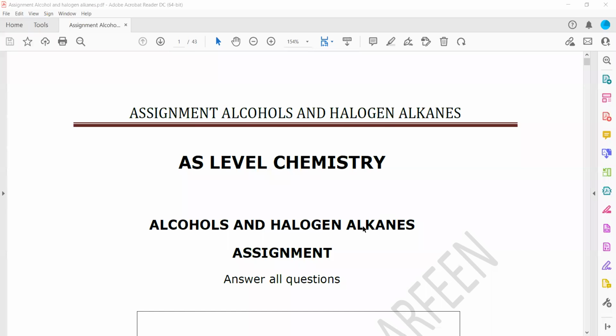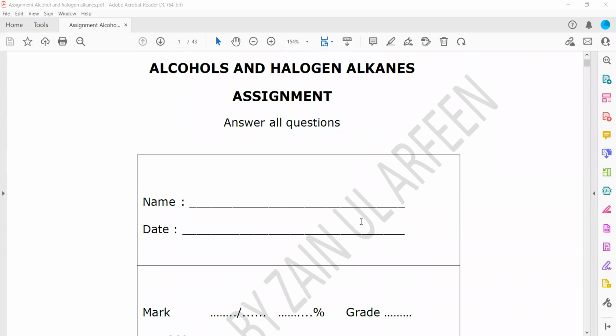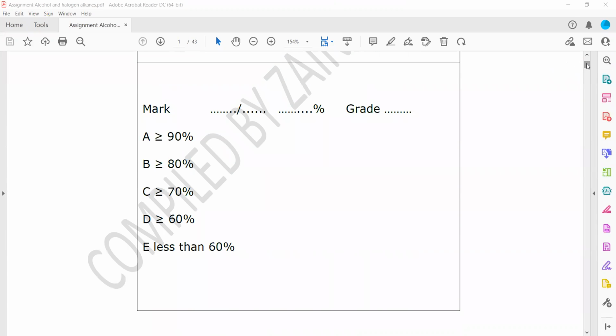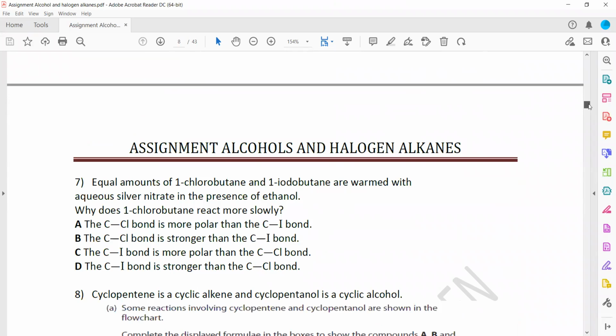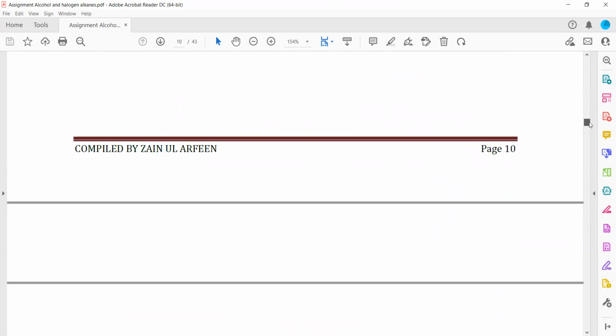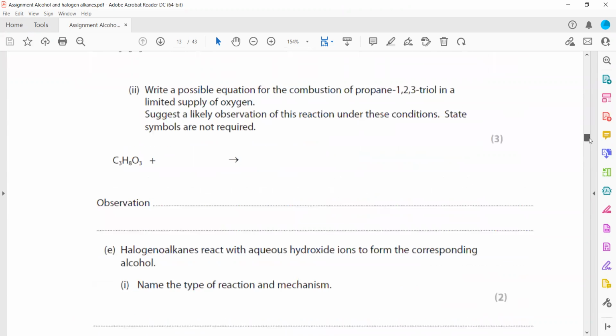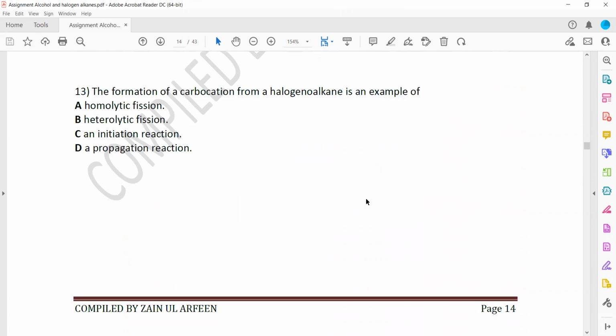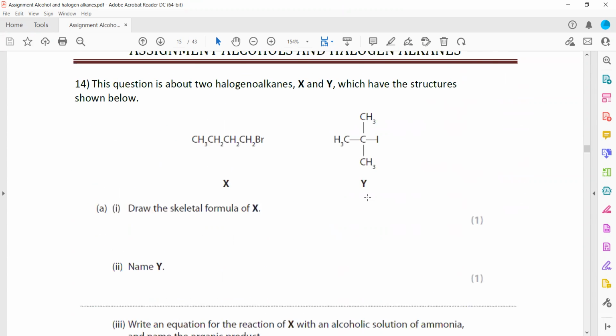So this is assignment alcohols and halogen alkanes. The first 13 questions are already recorded, so I will start with question 14 onwards.